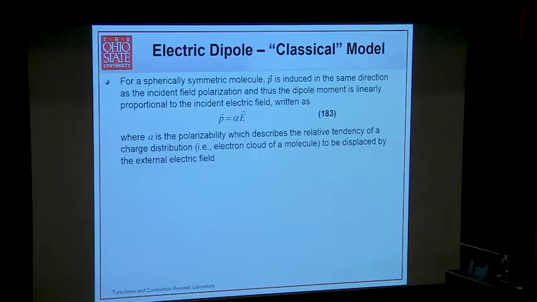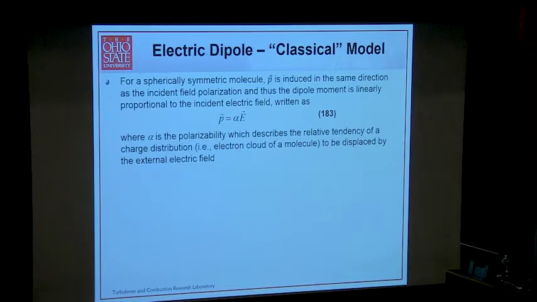Now, let's look at the simple case. Let's talk about an atom, or let's just say we have a spherically symmetric molecule. If it's spherically symmetric, P vector is induced in the same direction as the incident field polarization. So if I have a polarization in a certain direction, the dipole moment is in the same direction, and it's linearly proportional to the electric field. Okay? So its proportionality constant is a scalar if it's in the same direction, and this is the polarizability, which describes the relative tendency of a charge distribution, the electron cloud, to be displaced.